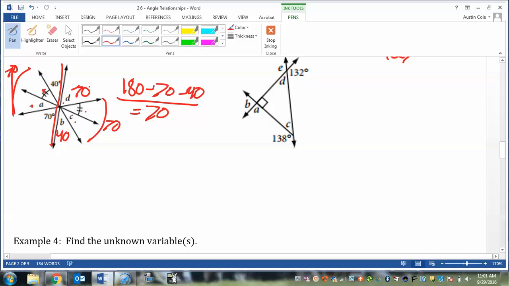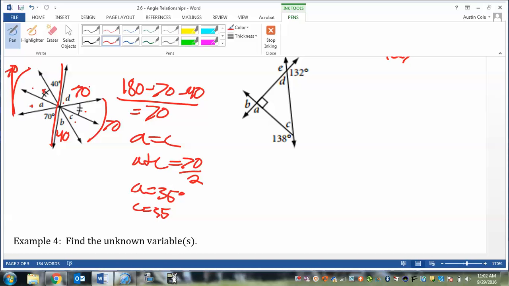So since this is congruent to that, and C is also congruent to that, then you know A and C are equal. So if you have A plus C equals 70 degrees, and you know that these are the same, you can just divide that by 2. A equals 35 degrees, and C equals 35 degrees. Thank you. Okay? Anybody have any questions on that? So the answers are like 35 and 35.